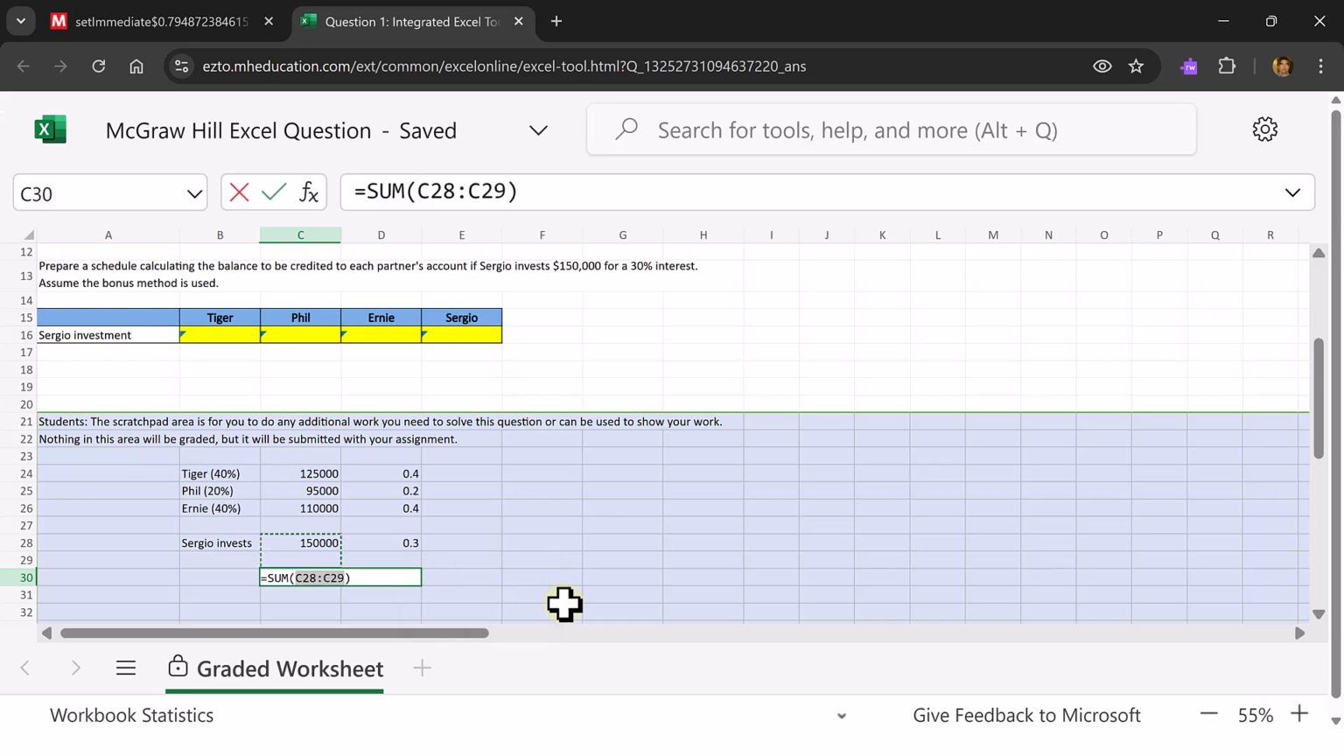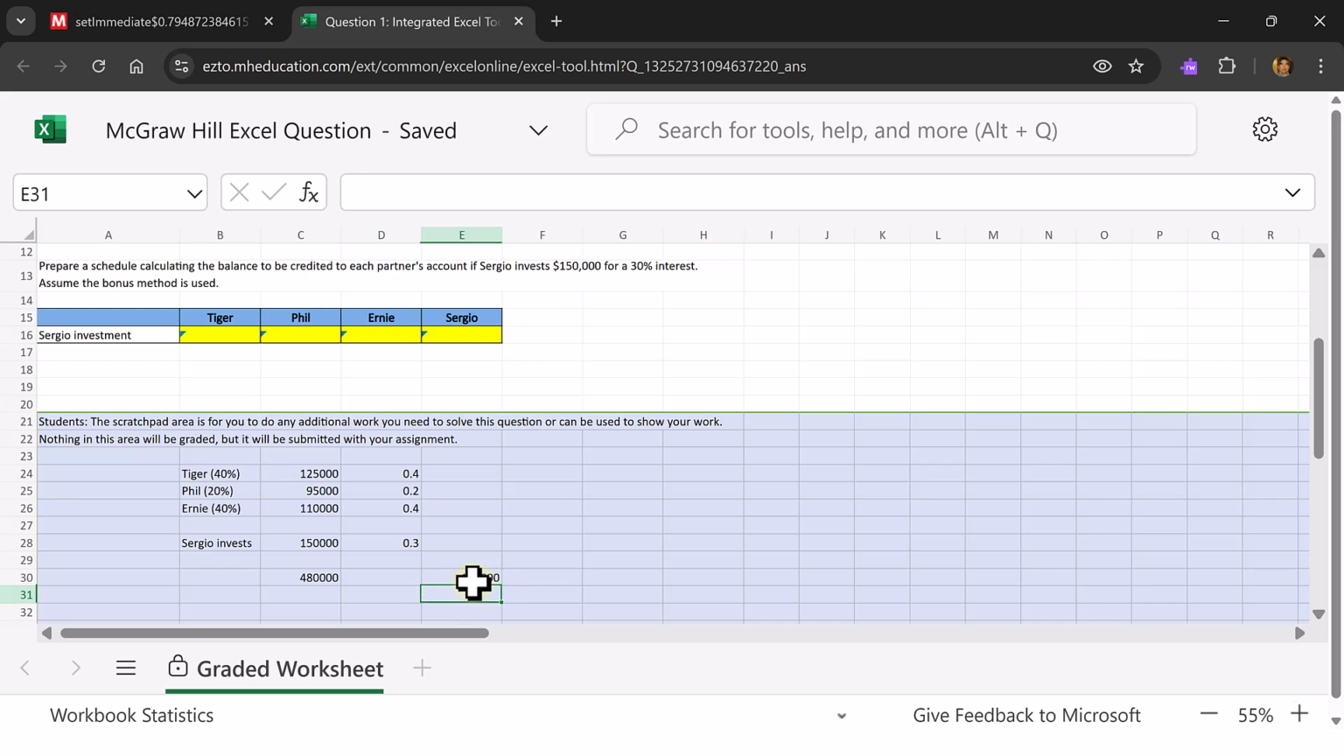Equals sum and all 4 amounts. So the total after Sergio invests the $150,000 should be equal to a capital, really assets, 480,000 and capital 480,000, of which Sergio has a 30% interest. So let's grab that. Let's put it over here. 30% times the total capital. He's going to get 144,000 of capital when everything is over.